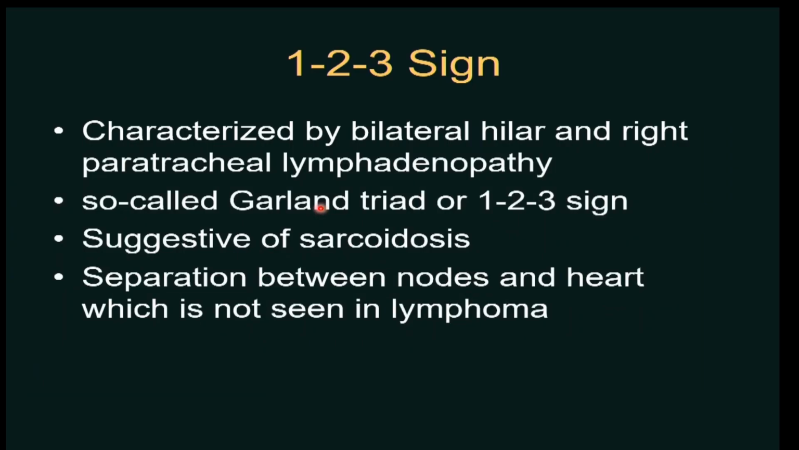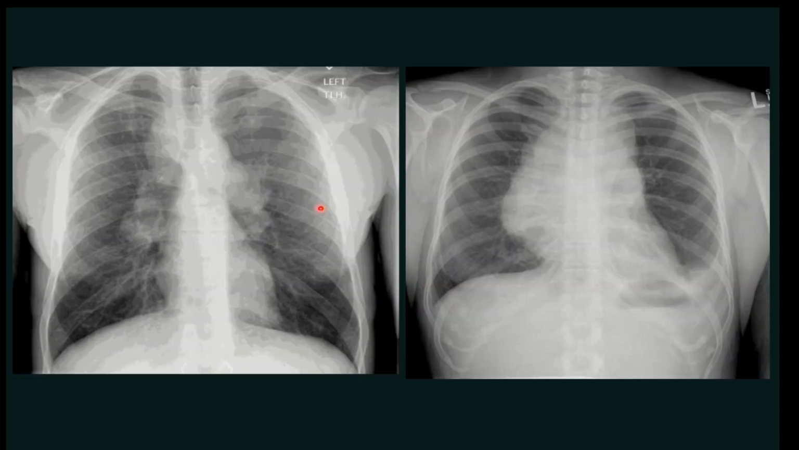1-2-3 sign, also called Garland sign. This is only used to differentiate between sarcoid and lymphoma adenopathy. I'll tell you how it works. These are adenopathies of the sarcoid and adenopathies of the lymphoma.